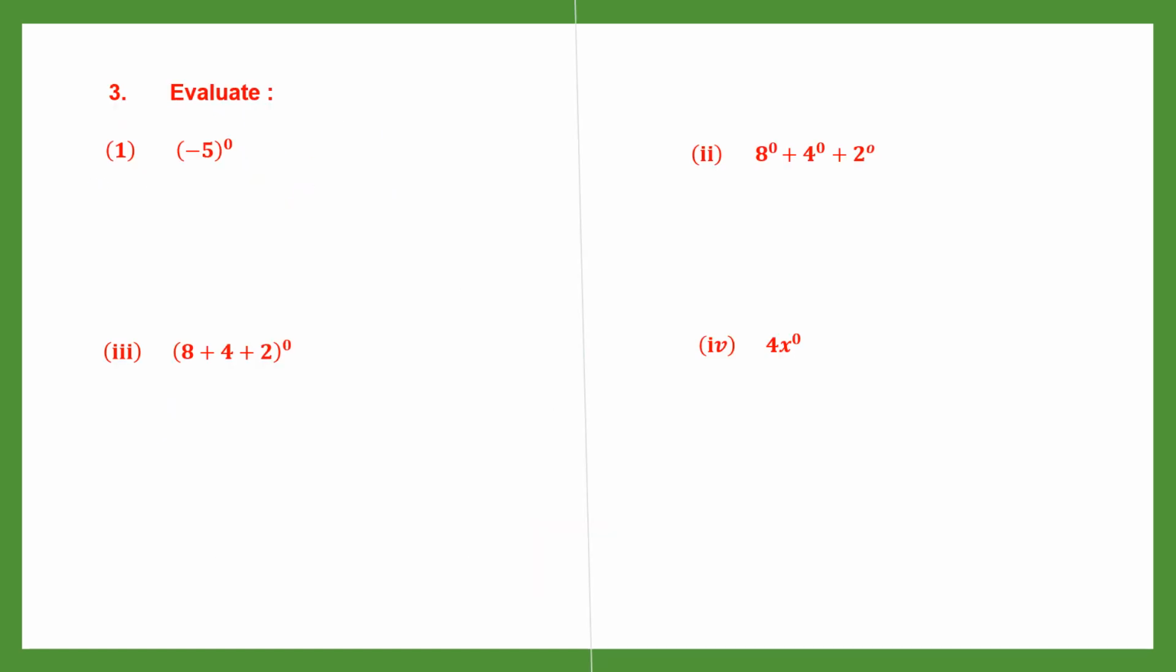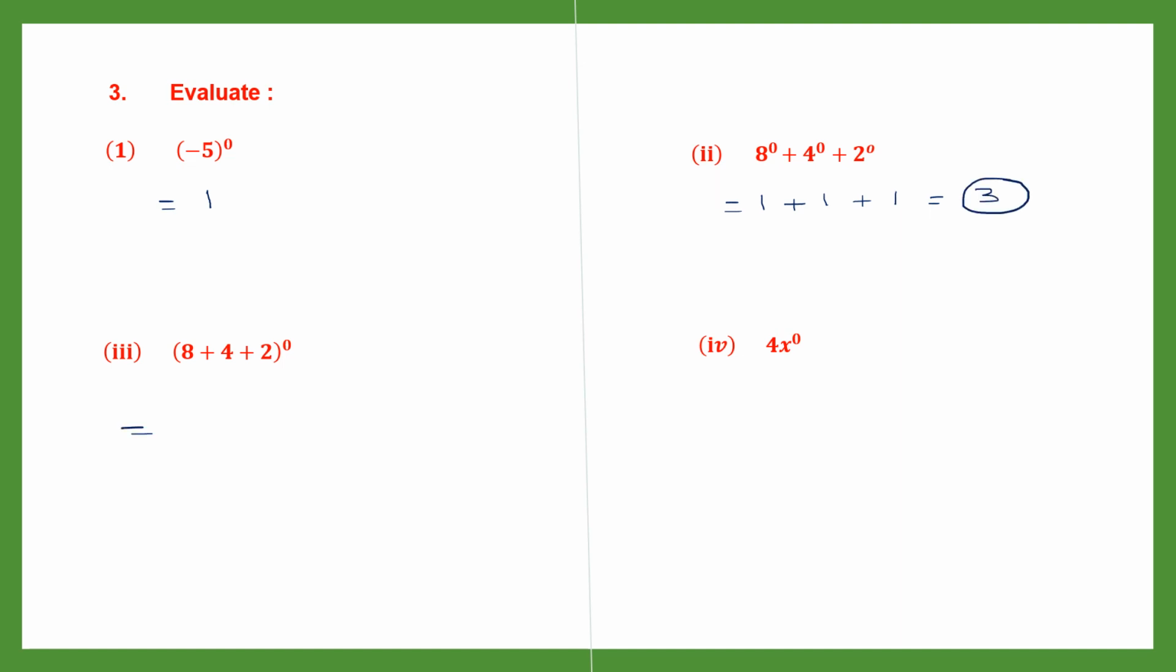Question 3. Now here we have these questions, 4 questions here, and we have to evaluate. Now here minus 5 raised to the power of 0. We know that anything that is raised to the power of 0 will be equal to 1. So here the answer is 1. Similarly, second here, 8 raised to the power of 0 plus 4 raised to the power of 0 plus 2 raised to the power of 0. So first one is going to be 1 plus 4 raised to the power of 0 is 1 plus 2 raised to the power of 0 is also 1. So 1 plus 1 plus 1 is 3. The answer here is 3.